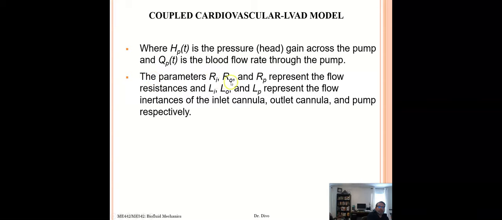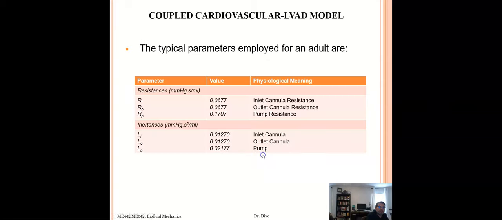The parameters RI, RO, and RP represent the flow resistances, while LI, LO, and LP represent the flow inertances or inductances of the inlet cannula, outflow cannula, and pump, respectively, as I already mentioned. The typical parameters for adult implementations or applications of these pumps are as follows.